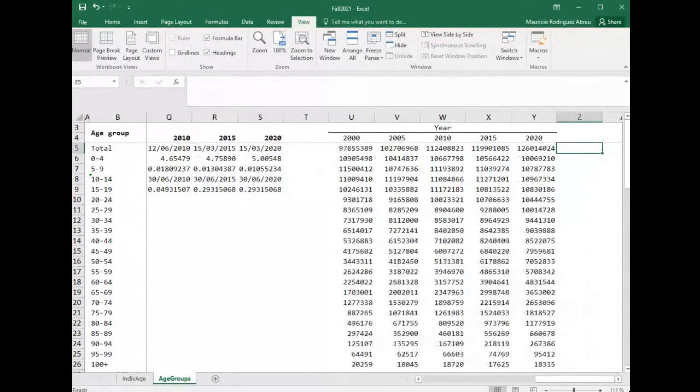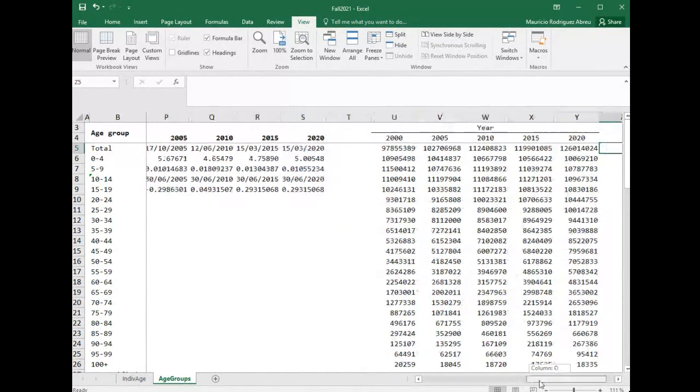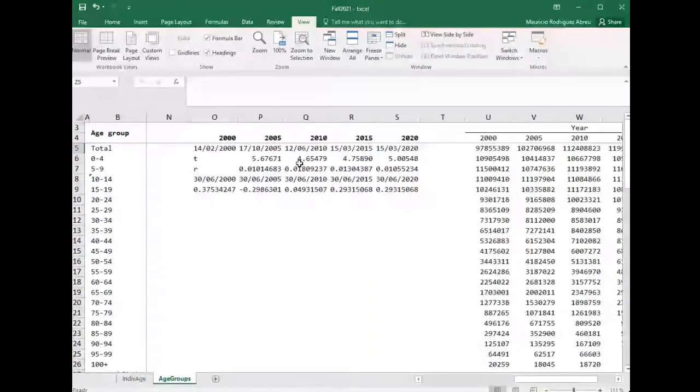So you need to move your populations to mid-year using your age groups. And guess what? You also have to do that for individual age, which I'm not going to do right now, but it's the same process. You just estimate the growth rates for the total population between 2000 and 2005.